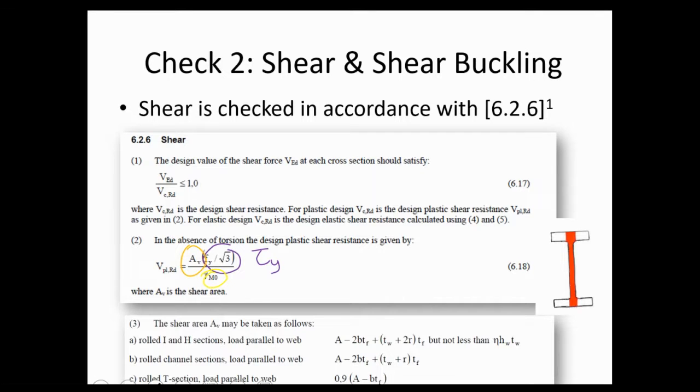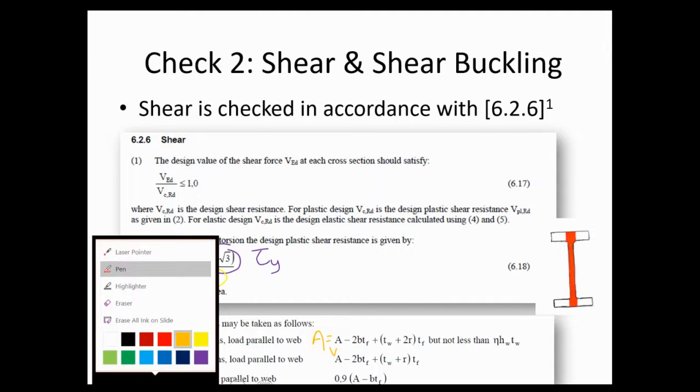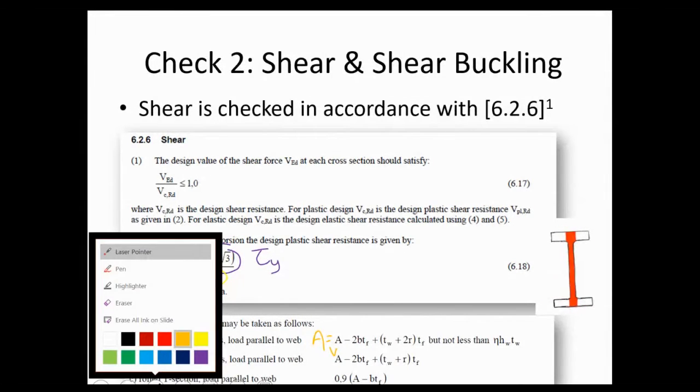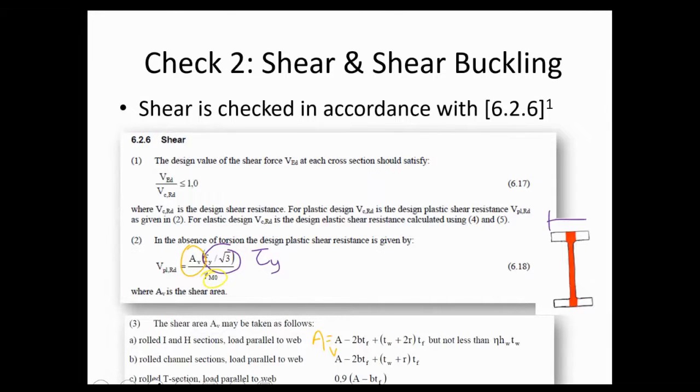clause 6.2.6(3) underneath that, where the shear area Av is equal to the overall area of the section. So we take the overall area of this section, which you get directly from the blue book. We would take away the width of the flange, b, times the thickness of the flange, tf, and there are two of them. So effectively, you're taking away all of this at the top here and all of this at the bottom here. So you have the overall area first, and you take away the two of those.